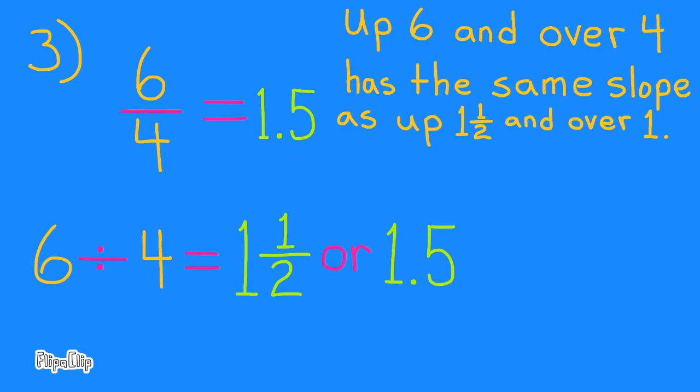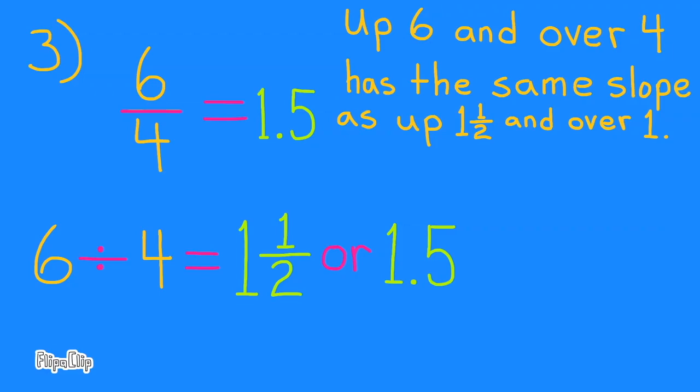Another way to look at it is up 6 and to the right 4 has the same slope as up 1.5 and to the right 1. And that would be a slope of 1.5, because 1.5 over 1 means 1.5 divided by 1. And 1.5 divided by 1, of course, is 1.5. So the slope would be 1.5. And notice that a slope of 6 over 4 would be the same, because 6 is 1.5 times greater than 4.